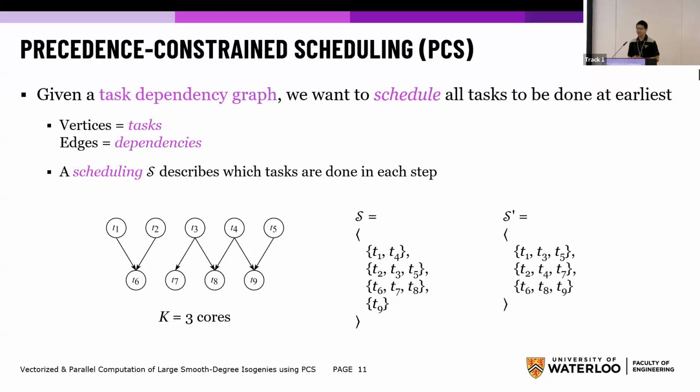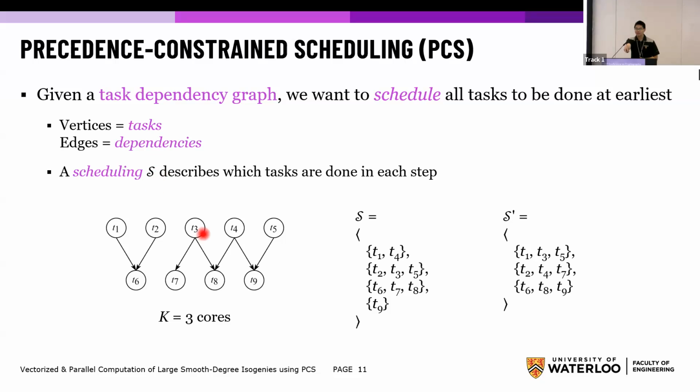problem. So here's a problem. We call it precedence constraint scheduling, or PCS. The problem says that we are given a task dependency graph, something like this, and we want to schedule our tasks to be done at the earliest. So vertices represent tasks to be performed and edges represent dependencies. And the output we want is a scheduling which describes which tasks are done in each step.